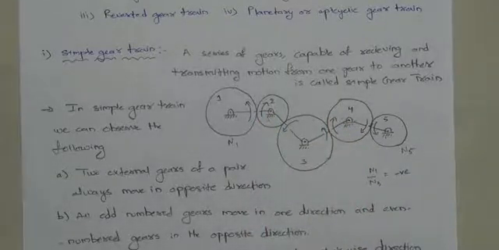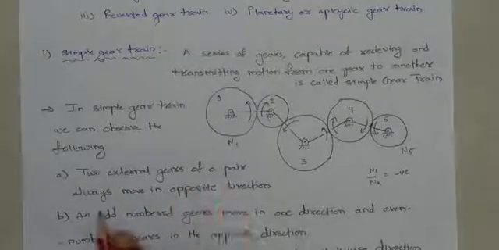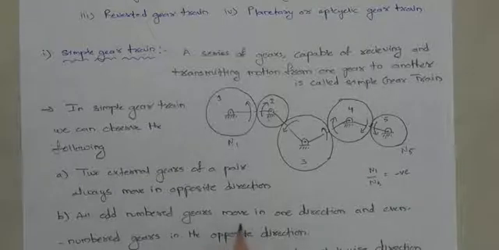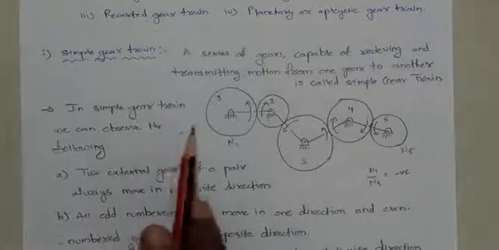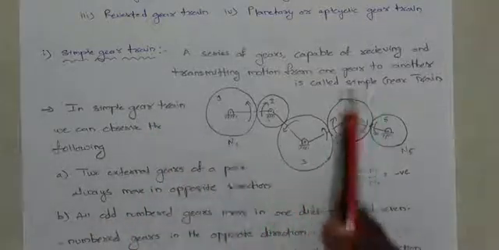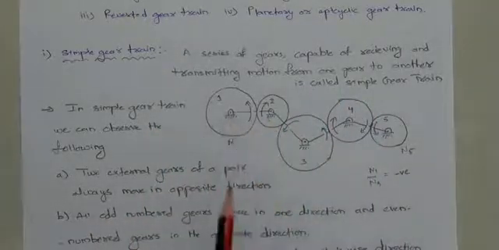So in order to identify a simple gear train, we have to be very clear on these two conditions. First, 2 external gears of a pair always move in opposite directions, and all odd numbered gears move in one direction and even numbered gears move in the opposite direction, like this. One more thing to remember is that in a simple gear train, one gear is fitted on one shaft and these two are in contact.